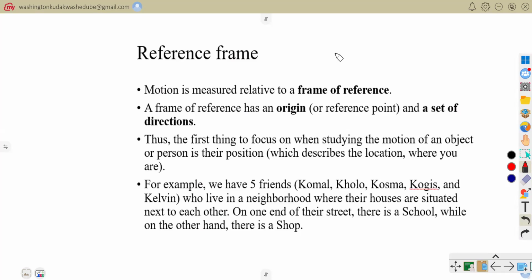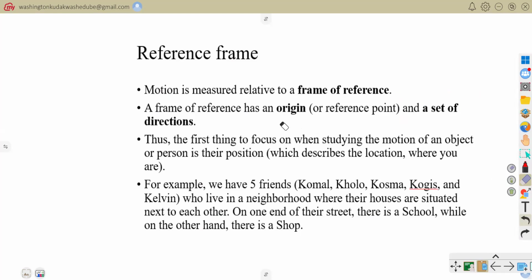Let's say, for example, you want to move from point A to point C. We are saying that you are starting at point A. That is your origin or your reference point. So whenever we are measuring motion or whenever we want to dive deep into motion calculations, we need to first start by defining our frame of reference, stating where we are starting.